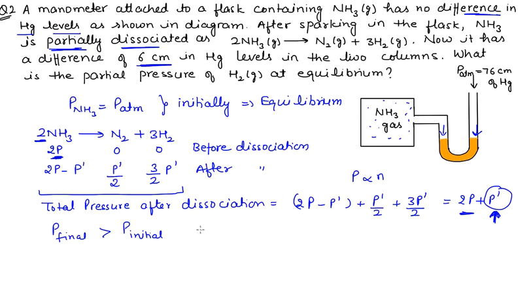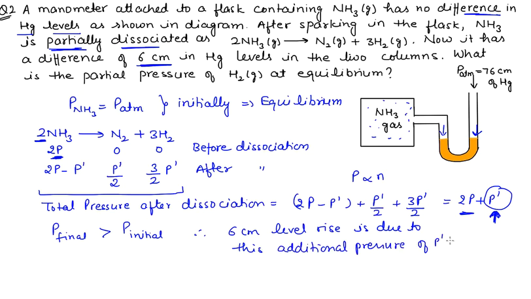So we can say that the 6 centimeter level rise is due to this additional pressure of P dash. So P dash is equivalent to 6 centimeter of mercury. So now we know that P dash equals 6 centimeter of mercury.